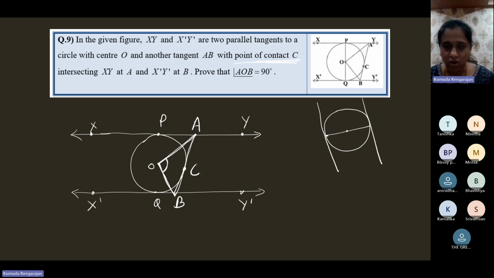The tangents drawn at the ends of a diameter will be parallel to each other. So for a circle, if the tangents are parallel, then they are drawn at the ends of a diameter. When you connect the points of contact, PQ will pass through the center because it is a diameter. If the tangents are parallel, when you connect their points of contact, that will be the diameter, and hence it has to pass through the center.